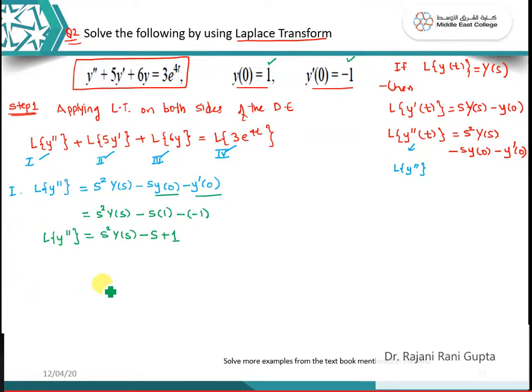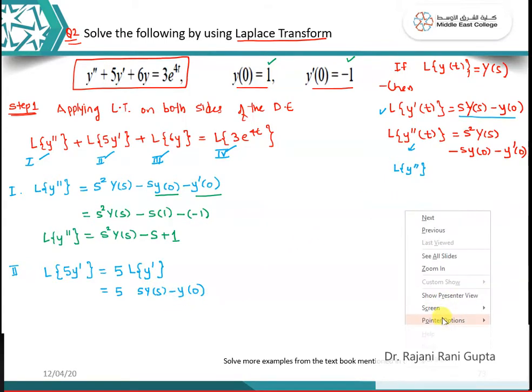Okay. Now the second term is Laplace of 5y dash. By linearity, a constant multiplied with the Laplace, so we can take 5 outside: Laplace of y dash. Now we will use the second rule. So this is 5 times, and as Laplace of y dash has two terms, we should put a bracket here: s Y of s minus y of 0. This bracket is important. If you don't put the bracket, you will get the wrong answer.